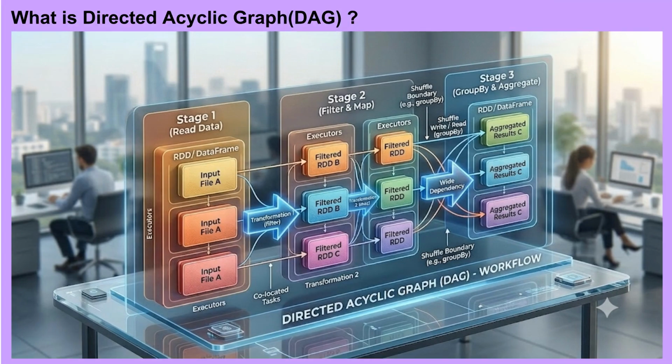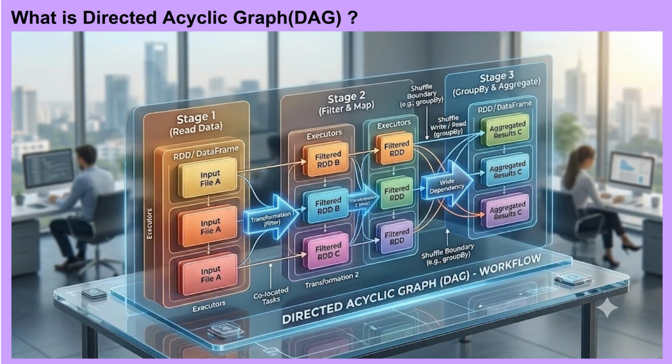A concrete example. Imagine you have a log file of e-commerce website traffic, and you want to count purchases by country. Python. 1. Read data. Transformation. Node A created. logs = spark.read.json("hdfs://logs/*"). 2. Filter for purchase events. Transformation. Node B created, narrow dependency.